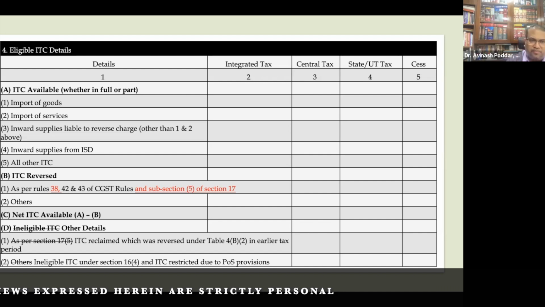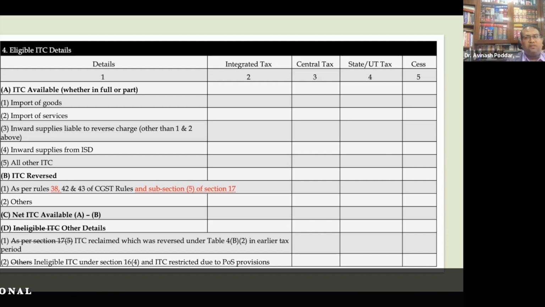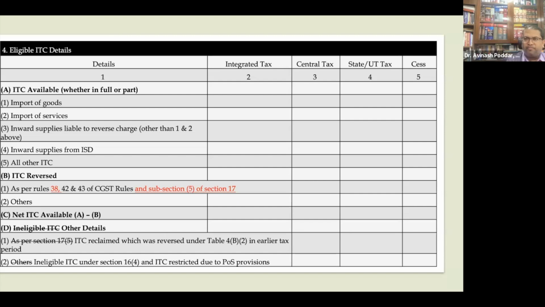Electronic credit ledger will get the net ITC available as per my understanding, but these are the details which you must show in your returns, and this is a duty which is being casted on you by way of an amendment in rule. It is not merely a circular, and therefore it has to be having a binding effect. So in clause D you will see the sub-heading other details.